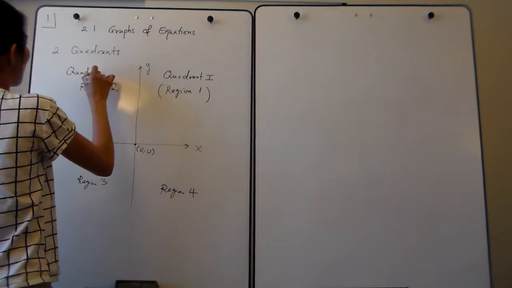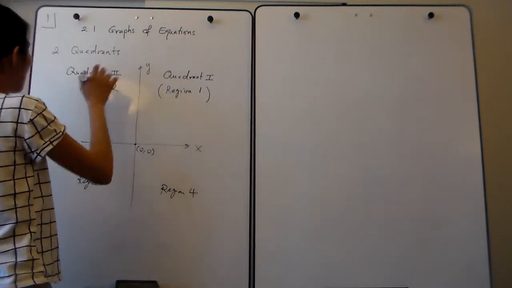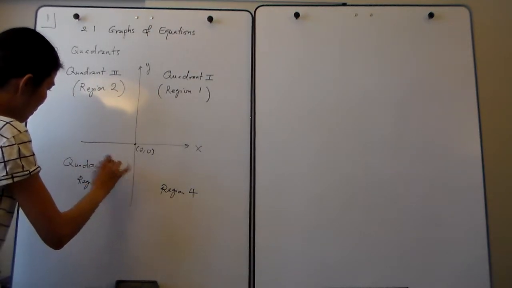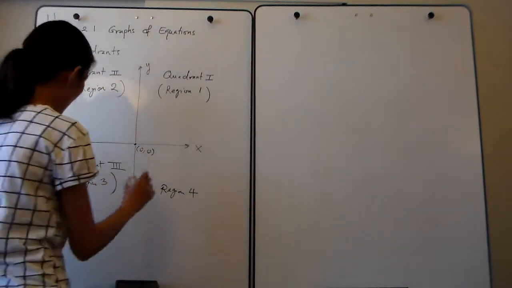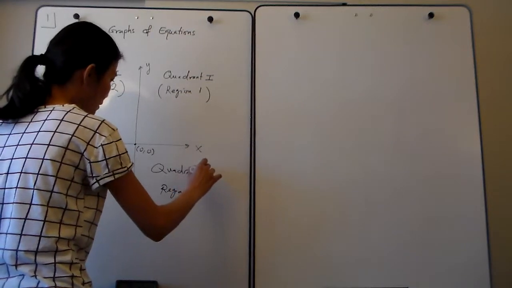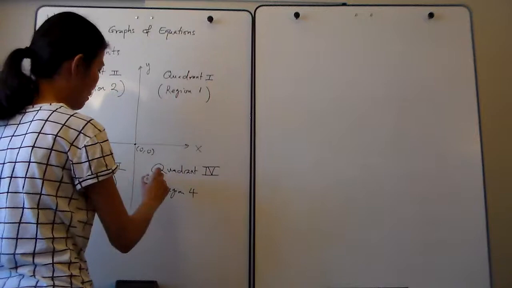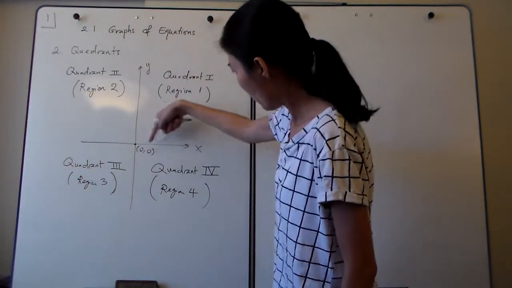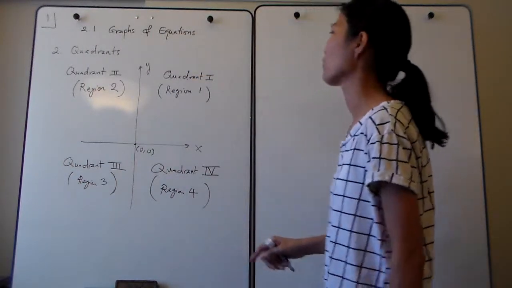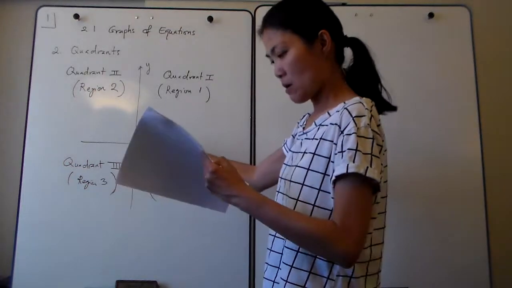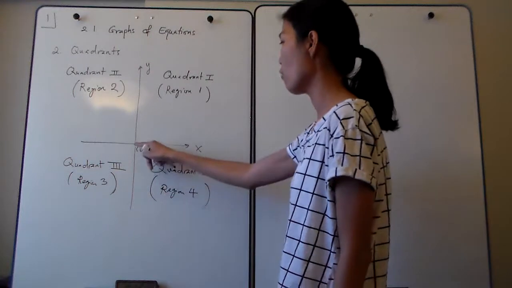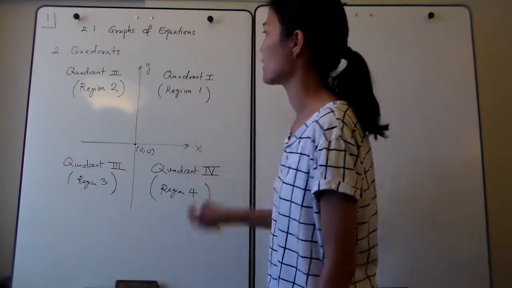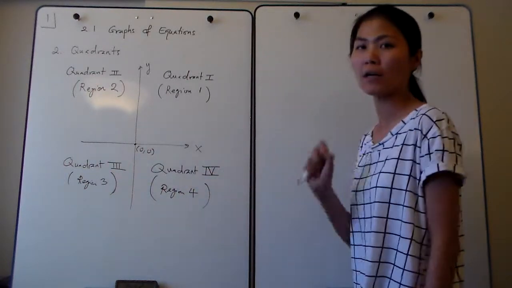Quadrant 2, using Roman numeral, region 2, and same thing here, quadrant 3, region 3. Mathematically we call it this way, and quadrant 4 is number 4 using the Roman numeral. Now, if you notice, quadrant 1 is bound by the positive x and positive y-axis. In my note, it says that in quadrant 1, both coordinates of a point are positive, meaning both x and y coordinates are positive. So any point in quadrant 1 is guaranteed to have the first coordinate x and second coordinate y positive.